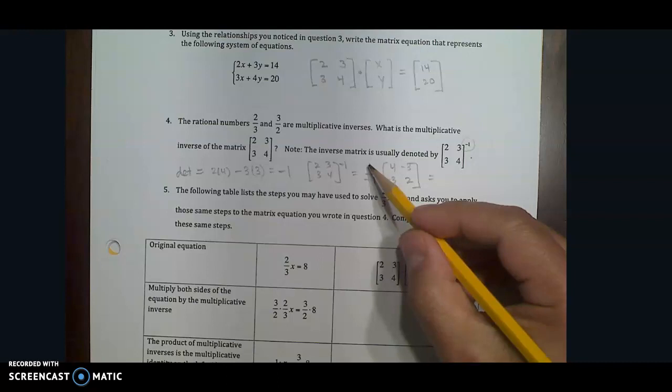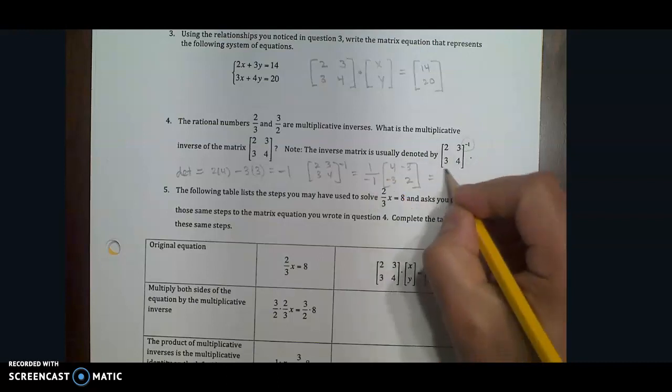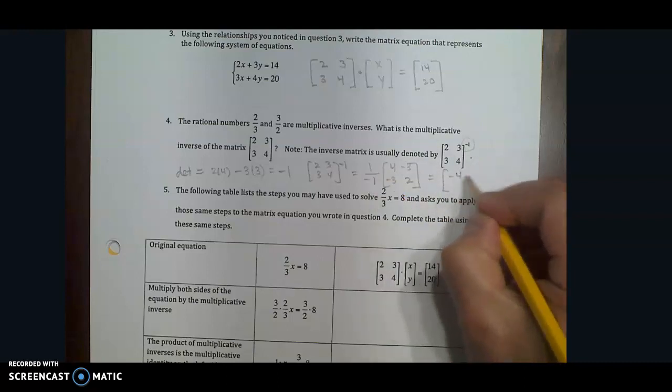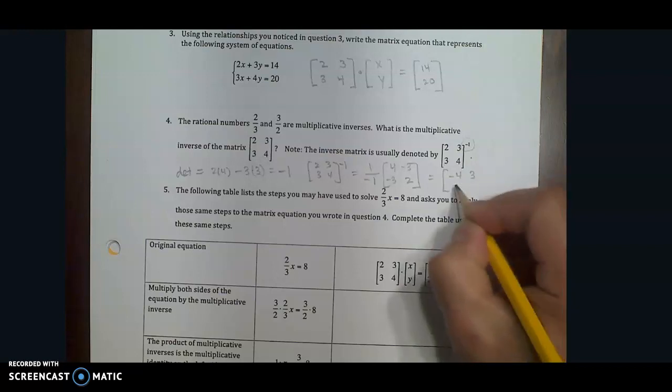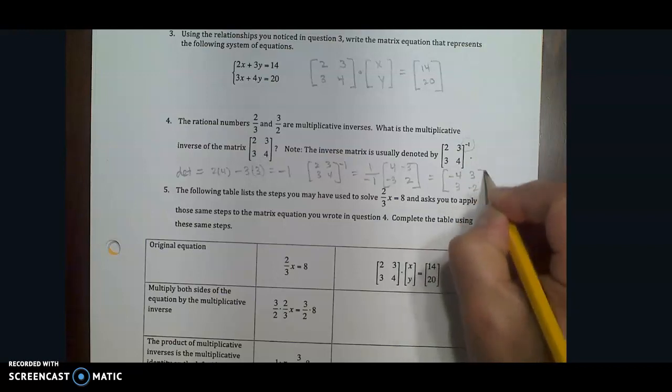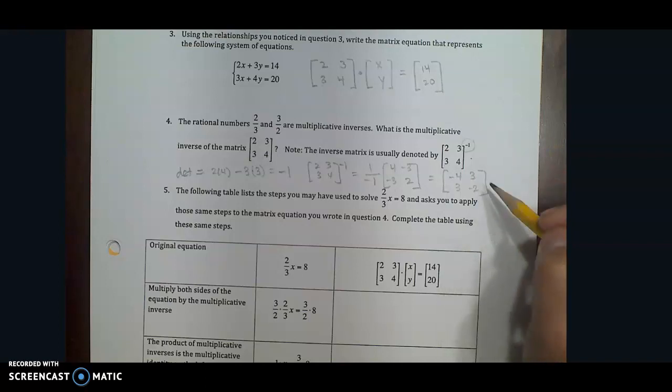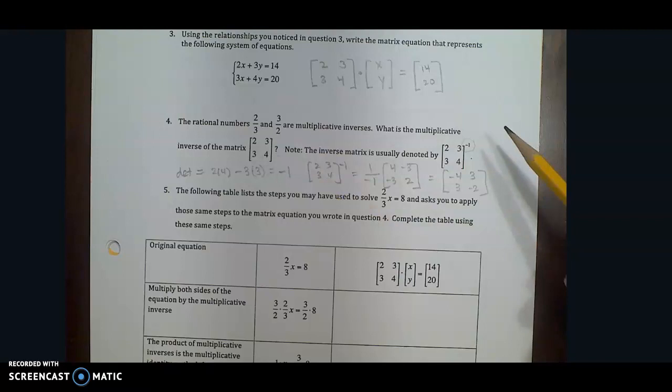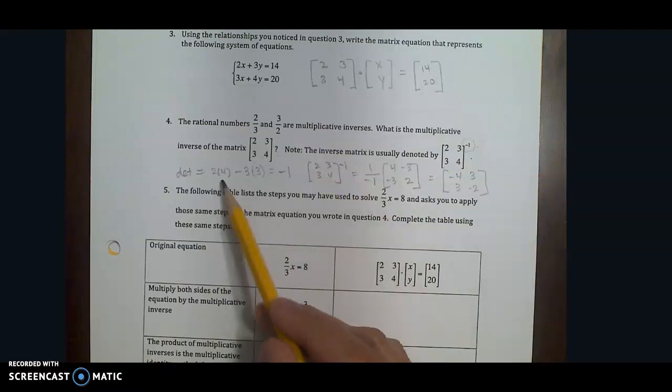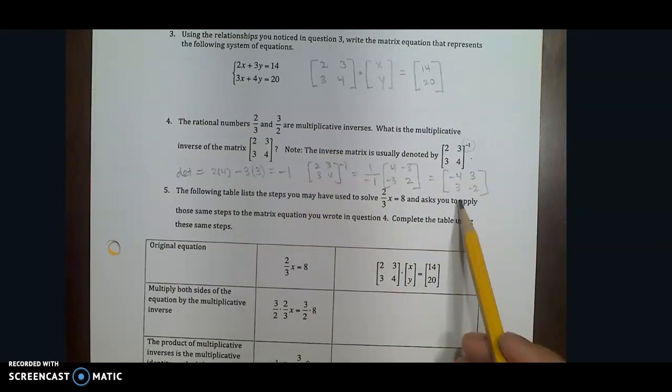And so that leaves us with this matrix and a scalar to multiply. So -1 over -1 is -1. Basically, it becomes -4, +3, +3, and -2. So here is the inverse matrix for this 2 by 2. Again, we used the determinant way to find that inverse.